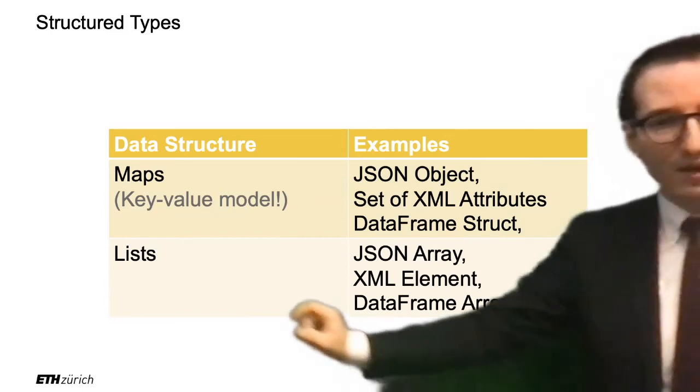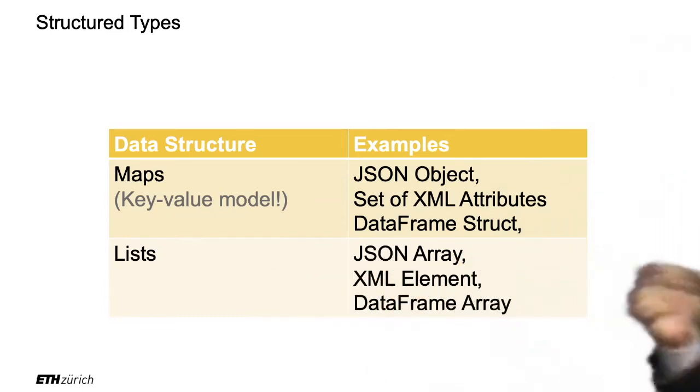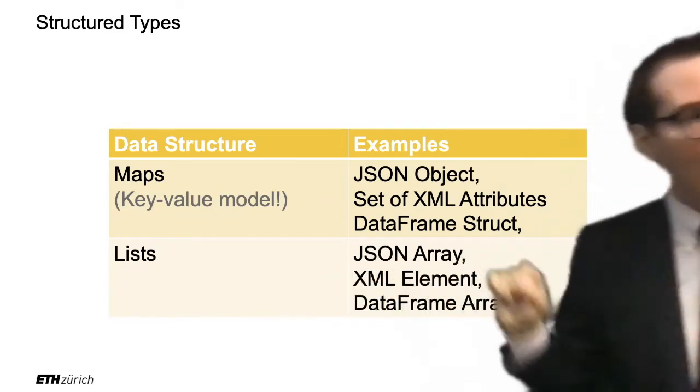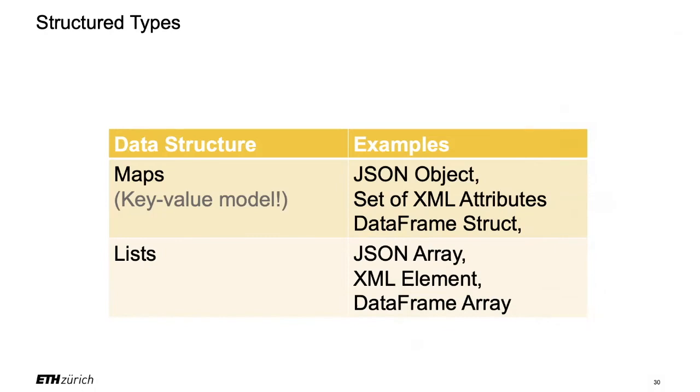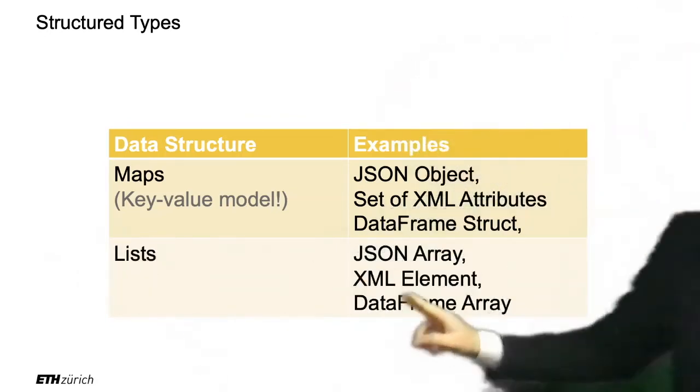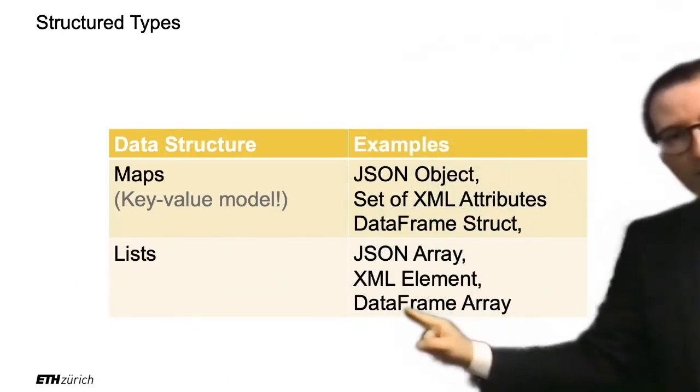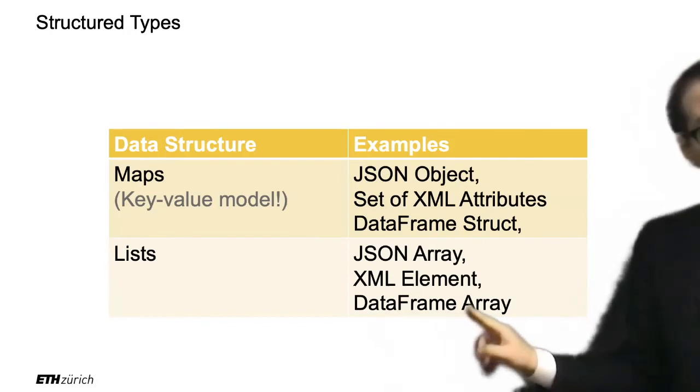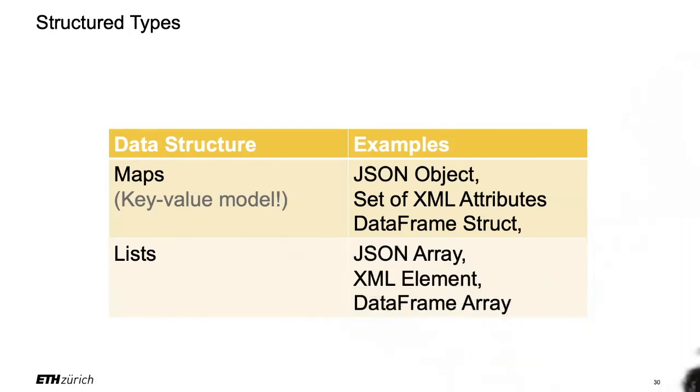We'll see later. Then if you look at lists, JSON arrays are lists. XML elements can also be seen as lists because it's order sensitive. Within an element just has children that are other elements and text. And as we said yesterday, I think somebody asked the question, it is order sensitive. So this is why I'm putting it as a list right here, right? And finally, we'll see when we look at data frames that arrays in data frames also are lists, okay?